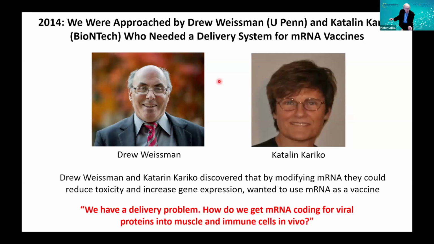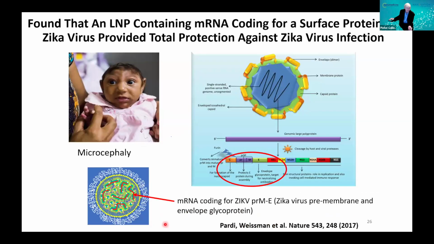So we were focused on this. There's a whole lot of obvious things to do if you can make proteins, make whatever protein you want in the liver. But we were approached in 2014 by Drew Weissman, who has been working with Katie Carrico, saying that we have a delivery problem. How can we get mRNA coding for viral proteins for a vaccine into muscle cells following an IM injection?